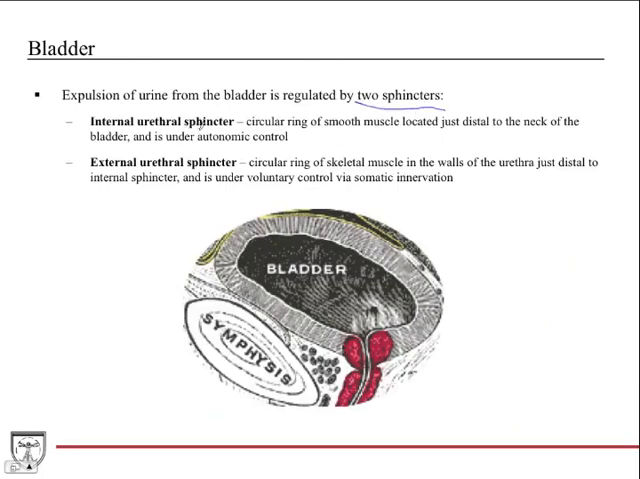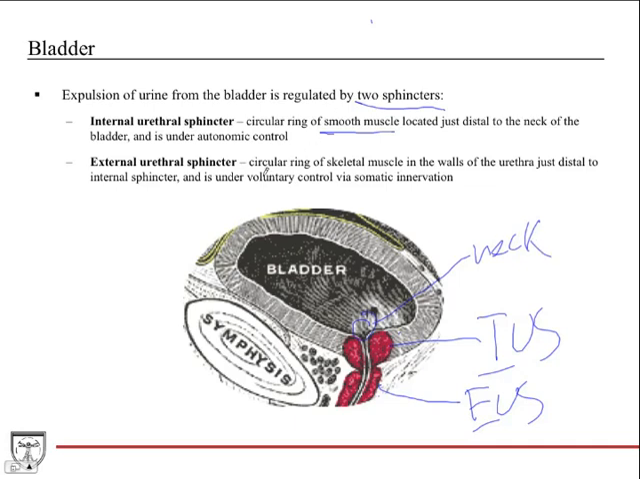You have the internal urethral sphincter, which is this right here. So that's the IUS, or internal urethral sphincter. And then just distal to that you have the external urethral sphincter. The internal urethral sphincter is a circular ring of smooth muscle, very important. It's located just distal to the neck of the bladder. So here's our neck. And it's under autonomic control, very important.